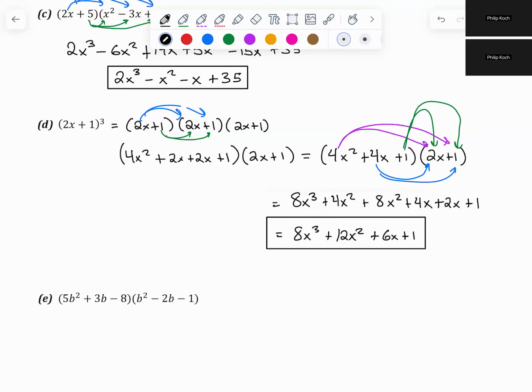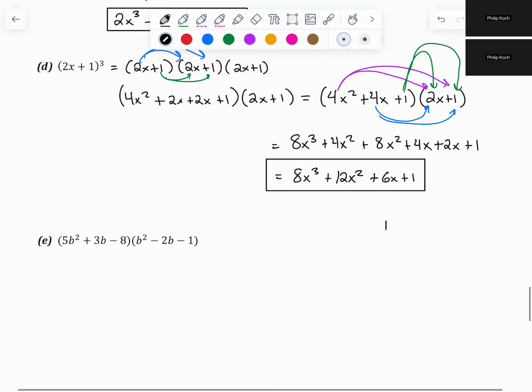I'd love to talk about Pascal's triangle, if you've ever heard of it. Pascal was a famous mathematician, and he noticed a pattern that starts to evolve when you start raising things to higher and higher powers. If you keep raising the same thing to higher and higher powers, you notice a pattern in the coefficients. And it's really, really cool. And it looks like this. This is what Pascal's triangle looks like.